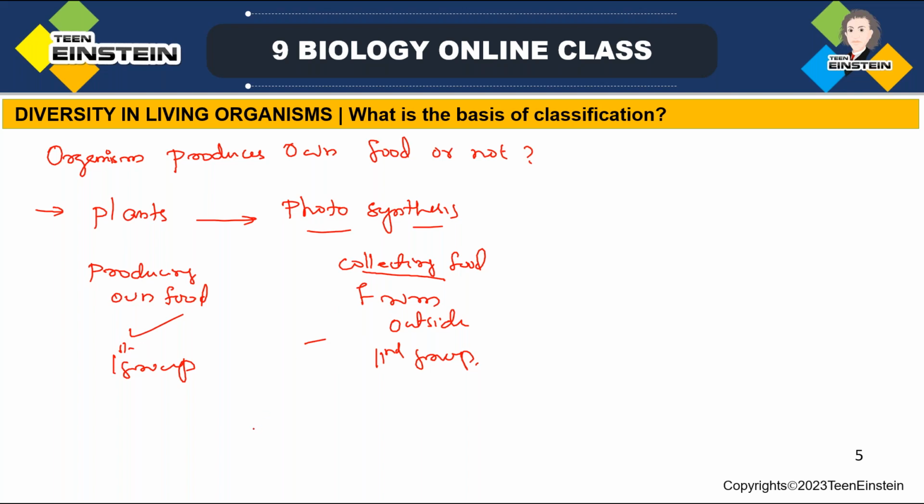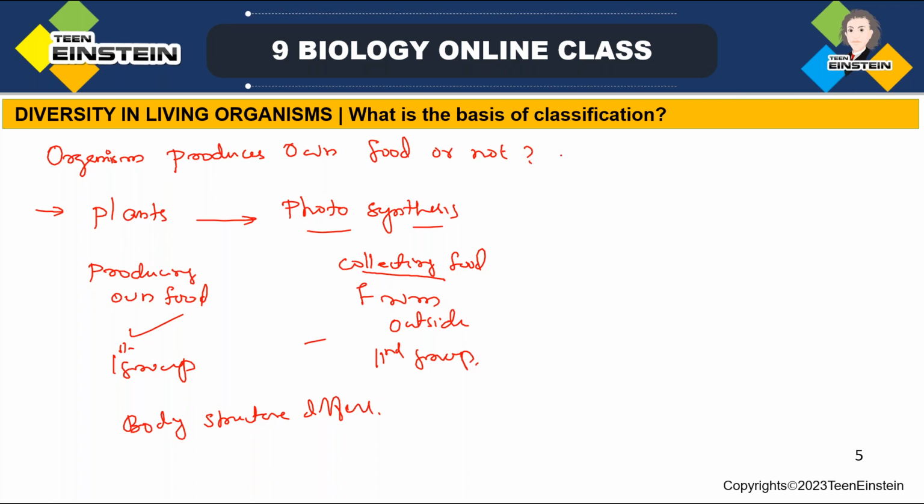Okay, and based on that, body structure differs, right? That's why plants and animals have different body structures. One can synthesize their own food, another needs to depend in a direct or indirect way on plants for their food, isn't it? And here you will get one more question.